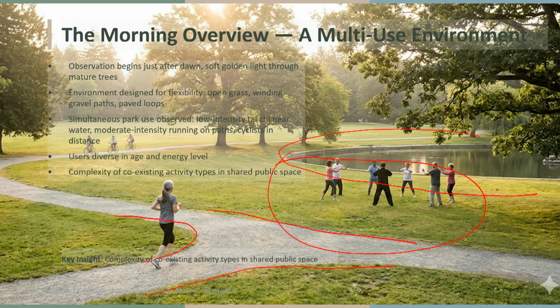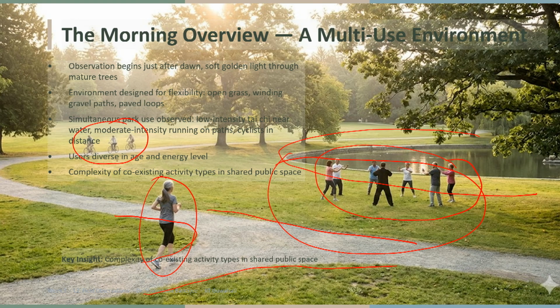Then I saw in this whole space that there are some people cycling over here. There is a lady who is running. There is another group over here performing Tai Chi. So the park is being used simultaneously by multiple people, either individually or in groups, to do certain kinds of activities. The observation also clearly reveals that the people using the park at this hour of the day belong to different ages and different ethnic groups, and they all have different kinds of energy levels.